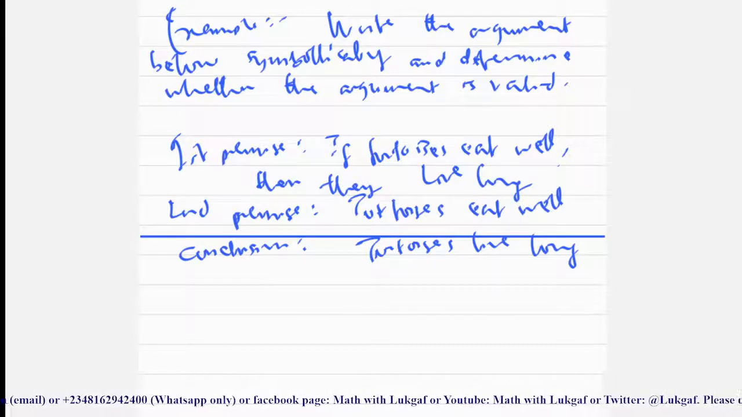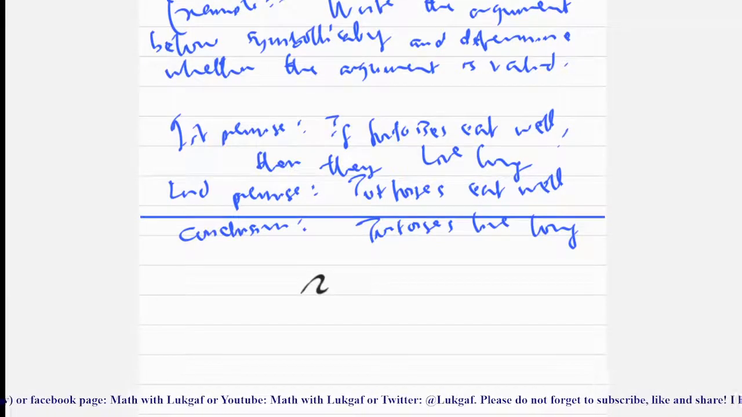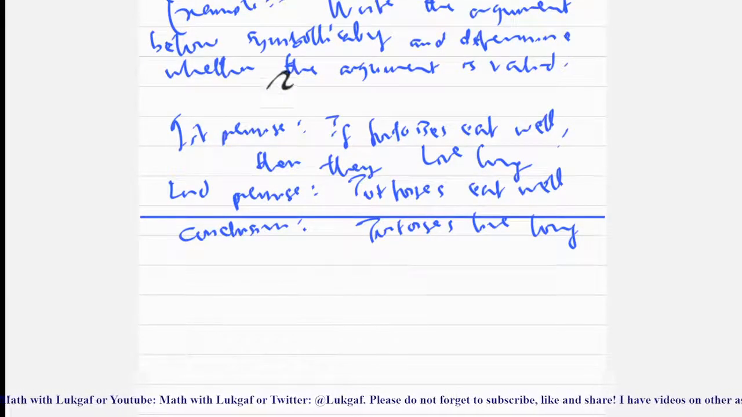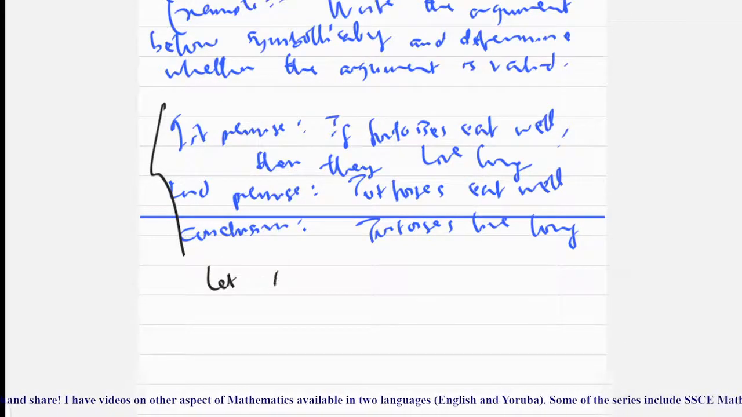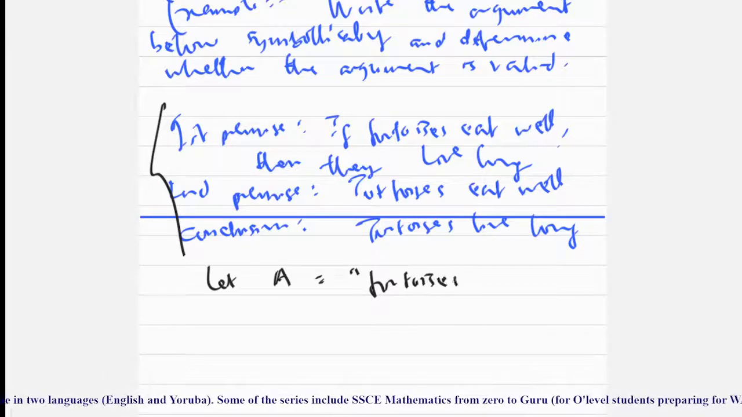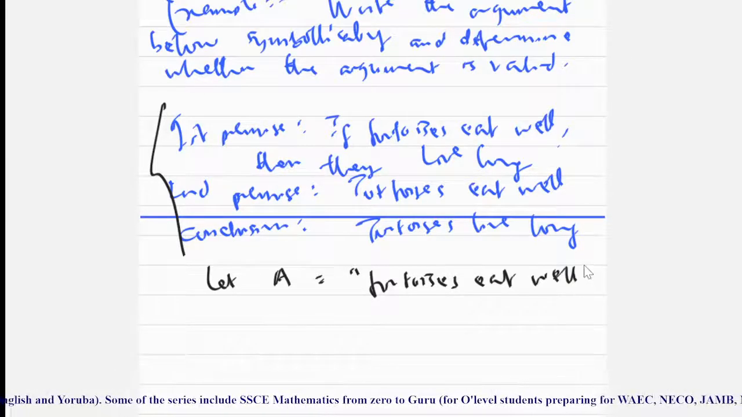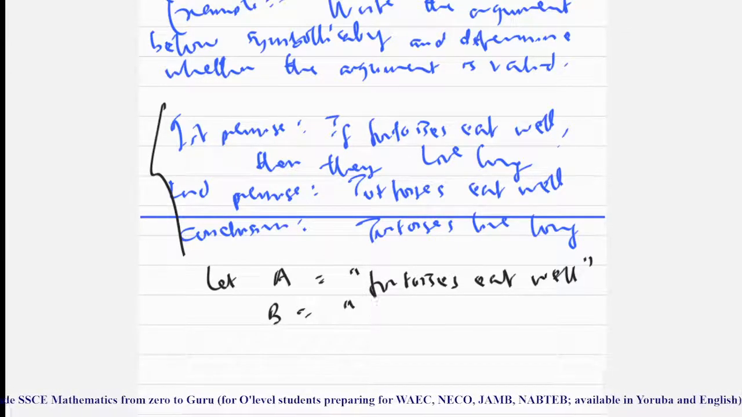So, if you want to determine the truth value, you follow these steps, because for us to write it in an argument, these are a set of premises. Before we can write it symbolically and determine whether it is a valid argument or not, we have to put in a truth table. How do you do that? You can say let A represent maybe the first statement, tortoises eat well. This is a statement. Can you tell me another statement we can derive from this? Yeah, it is obvious. They live long.